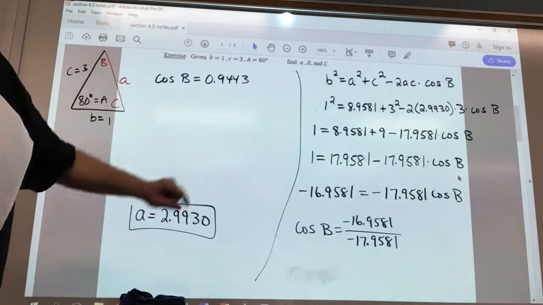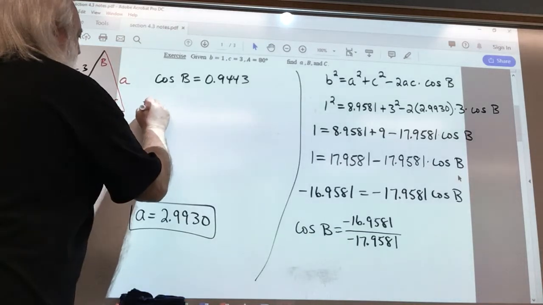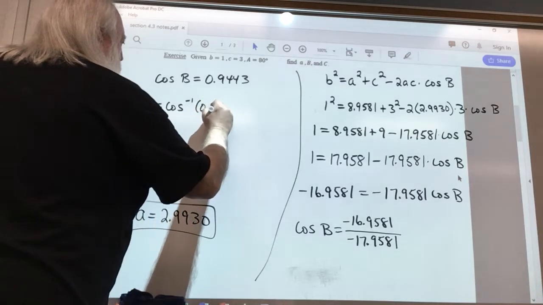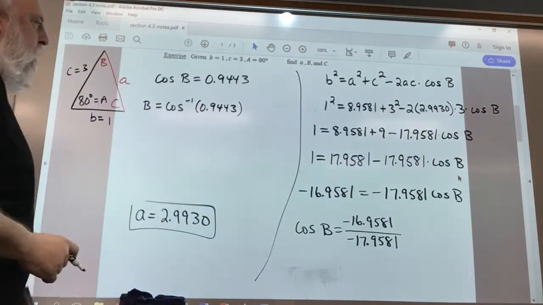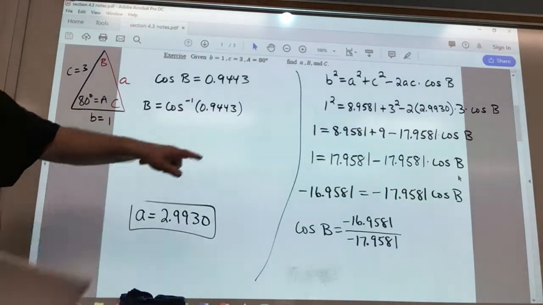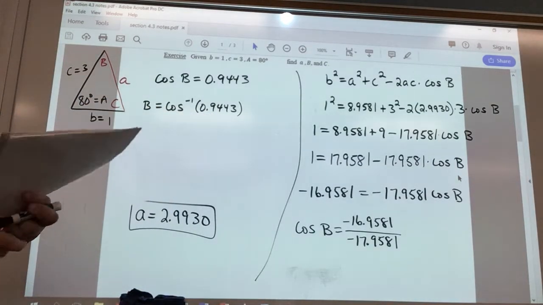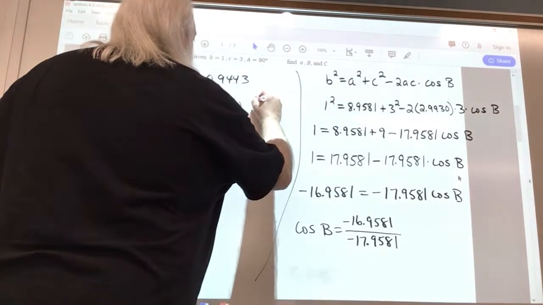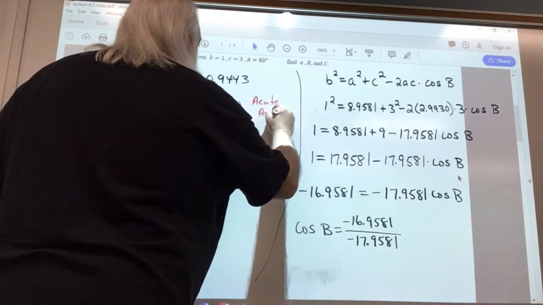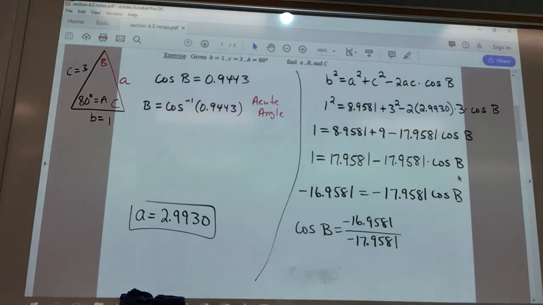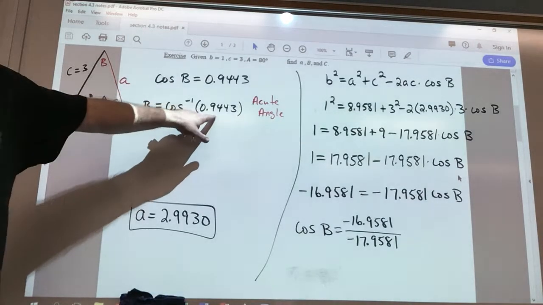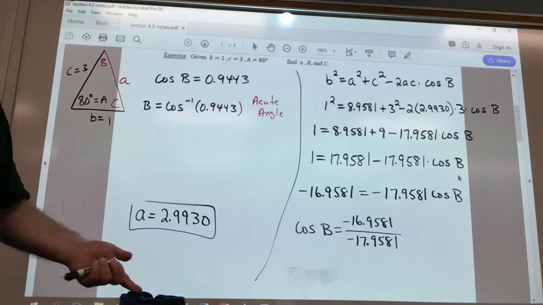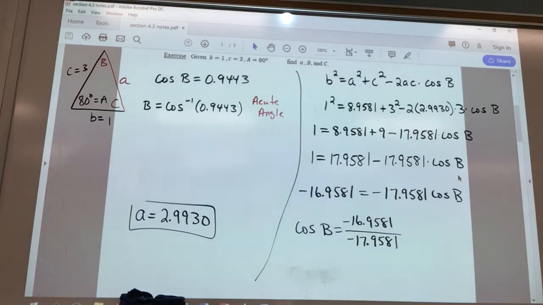Well, I can take the inverse cosine of both sides, and I get angle B is equal to the inverse cosine of 0.9443. Now, because this is a positive number between 0 and 1, I know that angle B is going to be an acute angle. It's an angle between 0 and 90 degrees. If this was a negative number, the inverse cosine of a negative number between minus 1 and 0 will give you an obtuse angle between 90 and 180 degrees.